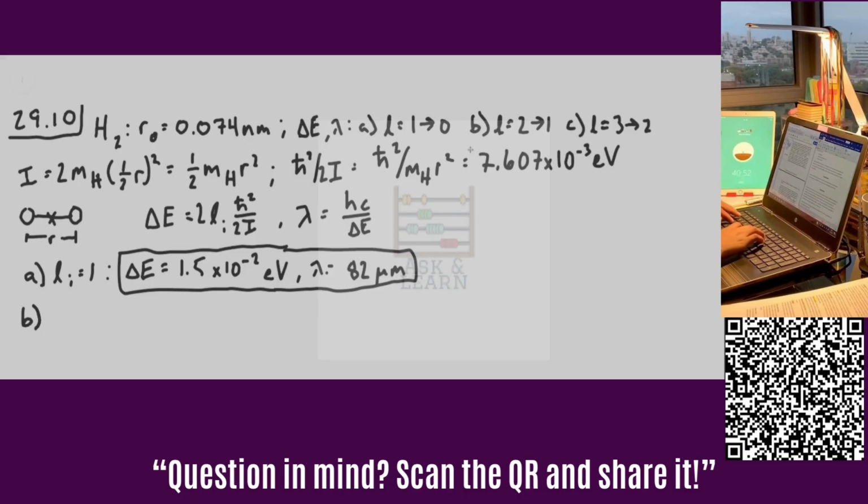For B now, we have the initial L is 2. So we'll have 4 times h bar squared over 2I, which gives us 3 times 10 to the negative 2 electron volts. And our wavelength is 41 micrometers.